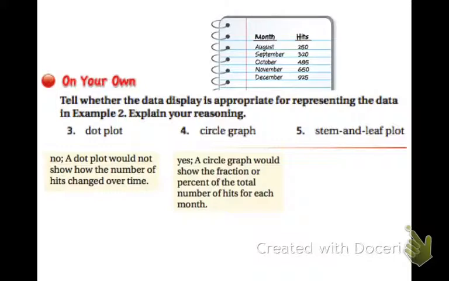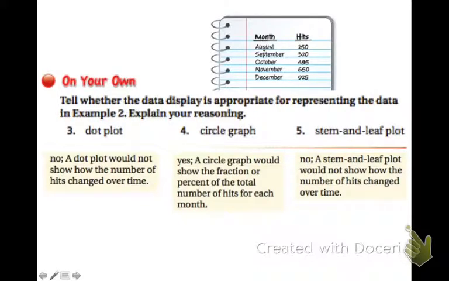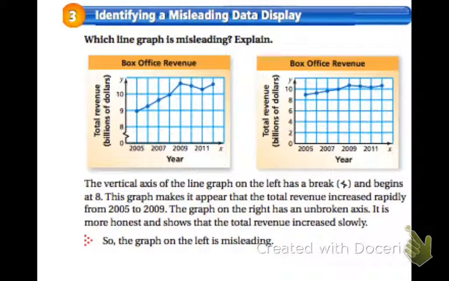And then again, a stem and leaf plot, to put those numbers in order least to greatest and then put them on there would kind of blur the lines because we wouldn't really know which one goes with which month. So it's not going to show it changing over time. So that's why the stem and leaf plot would not be the appropriate choice. So you get to determine whether you think it'll be appropriate or not in some of the examples in tonight's homework. Okay, moving on to identify misleading data displays.